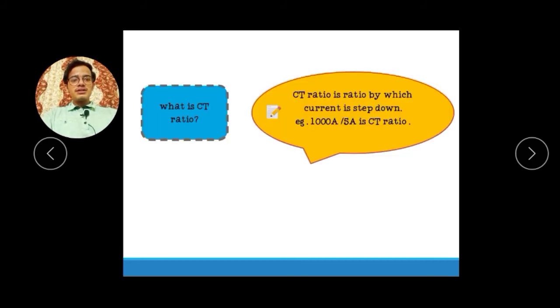So what is the CT ratio? CT ratio is the ratio by which current is stepped down. Example, 1000 ampere by 5 ampere is the CT ratio. We generally prefer 5 ampere and 1 ampere at the secondary of the CT.